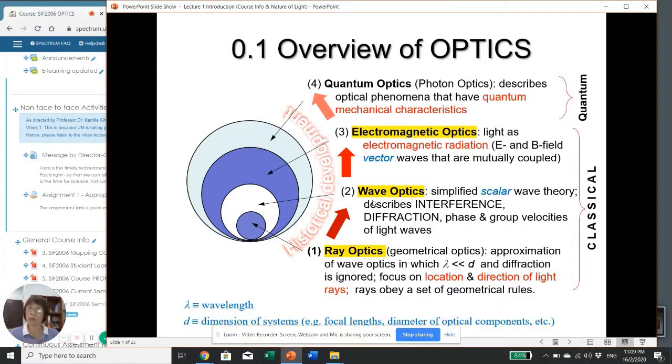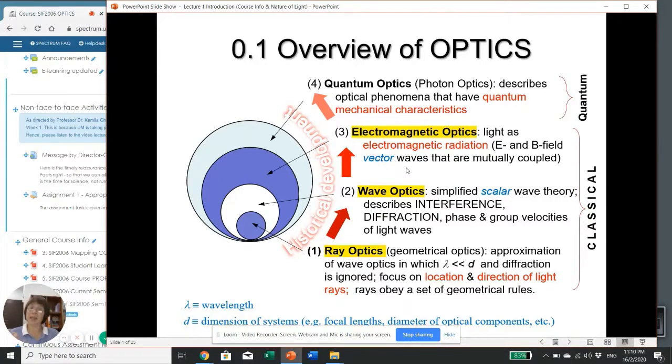And next we go into wave optics. It is simplified scalar wave theory, and this can describe interference and explain how interference occurs. That gives you those beautiful fringes, and how diffraction occurs. And in this case, it would be a review, to test your memory maybe. We're going to talk about phase and group velocities of light waves, okay?